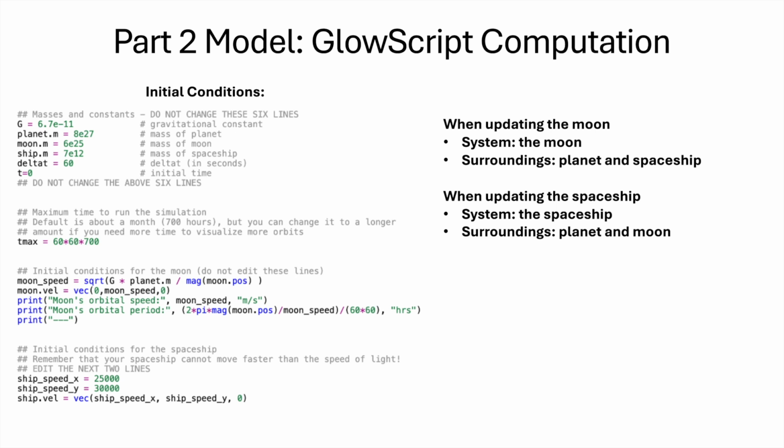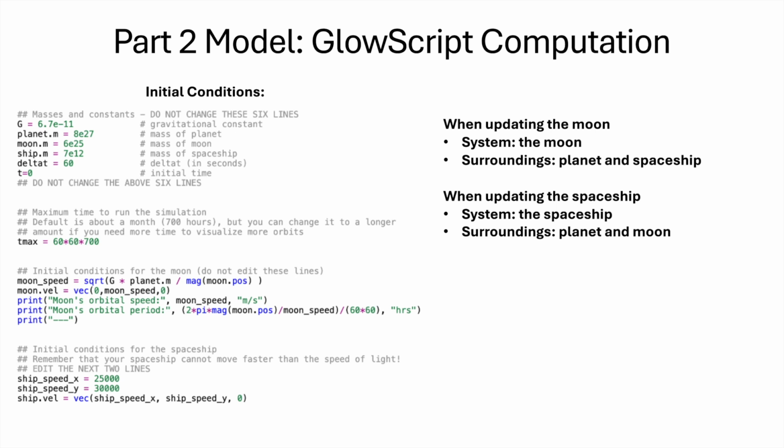For part 2, the planet-moon-ship system, our initial conditions are G equal to 6.7 times 10 to the power minus 11 as before. The mass of the planet is 8 times 10 to the power 27 kilograms. The mass of the moon is 6 times 10 to the power 25. The mass of the spaceship is 7 times 10 to the power 12, and delta t is 60 seconds. The initial time we're starting at is t equal to 0.